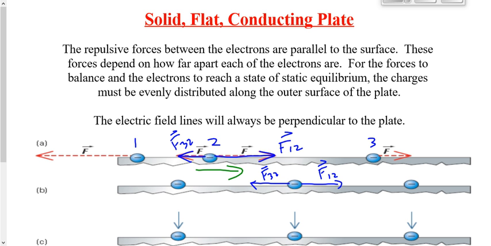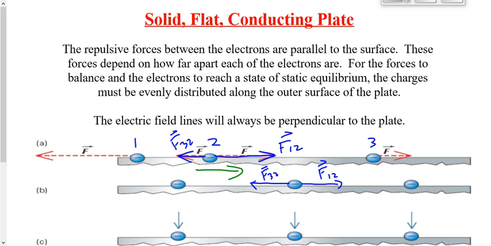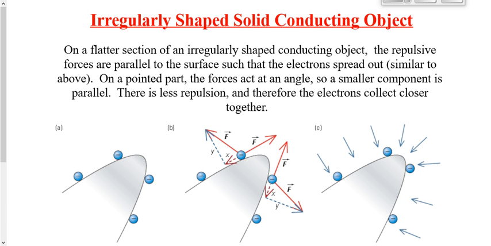So far we've dealt with 2 nice, uniform, smooth shapes, a solid conducting sphere and a solid flat conducting plate. In both cases, the excess charges went A, to the outer surface, and B, became evenly distributed on that outer surface. Now we're going to change it up a little bit. This time we're going to have an irregularly shaped solid conducting object. So it's kind of a pointy object.